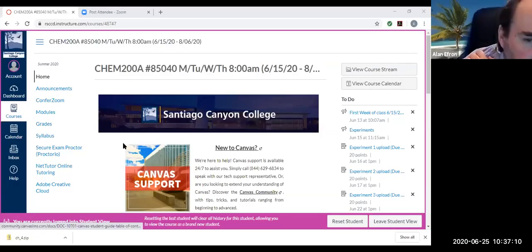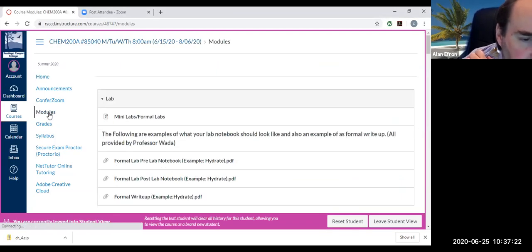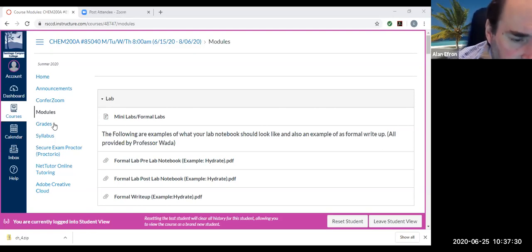Okay, so if you go to our Canvas page here, and you go to the module page, hopefully, there we go. You'll see this new module that's up there, and it's for labs. It describes, in general, mini labs, which is kind of like what we've been doing, the ones where you just do the experiment, fill out the paper, and then upload it. And then there are more formal labs. The formal labs, again, are the ones that are labeled formal, and this is the first one.